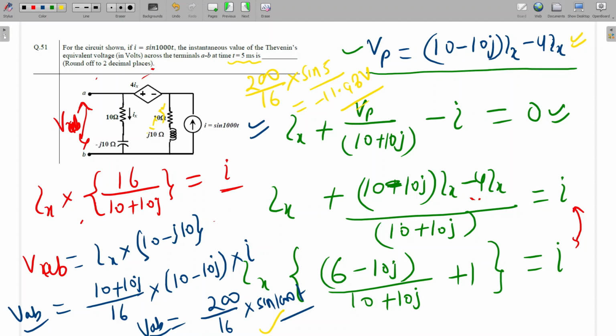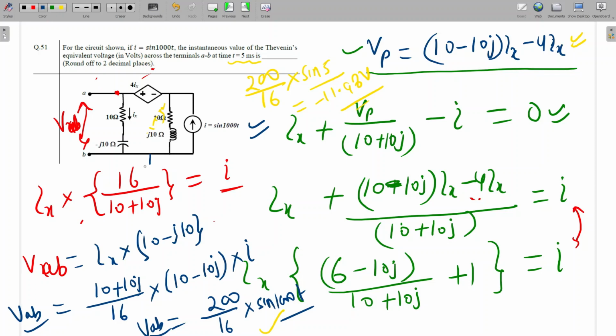Sir, I have some doubt. Okay, you can ask. Sir, they have given this voltage dependent source, plus minus 4ix. So this voltage can be assumed for this node. Which node? Node A. Yes, sir. It has a voltage of 4ix? No, this node doesn't have a voltage of 4ix.